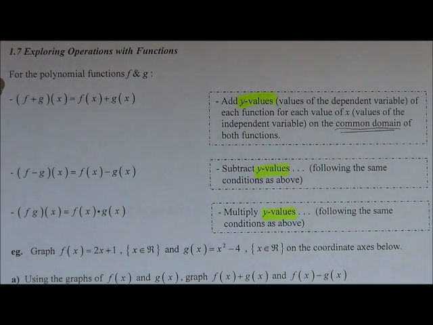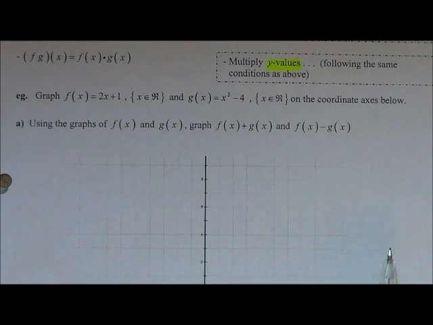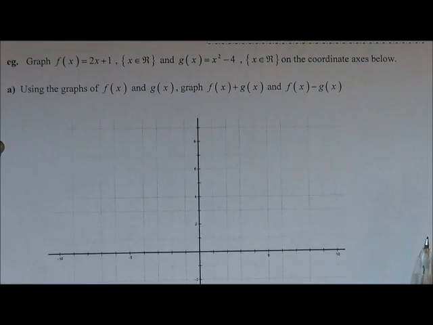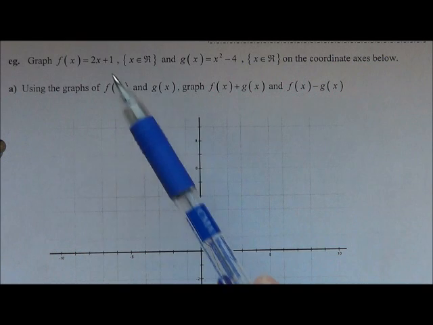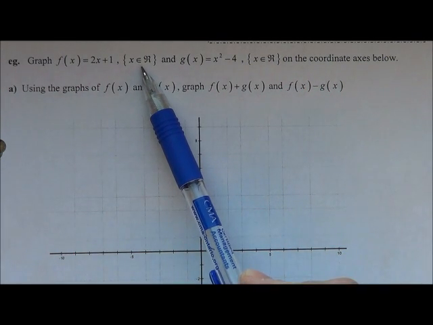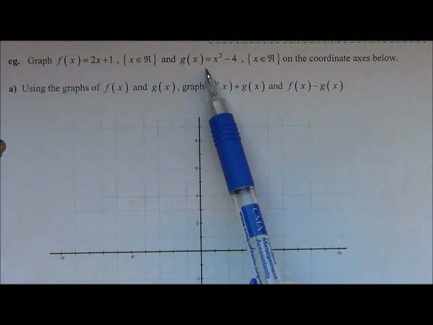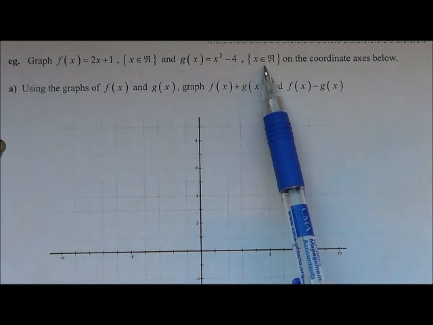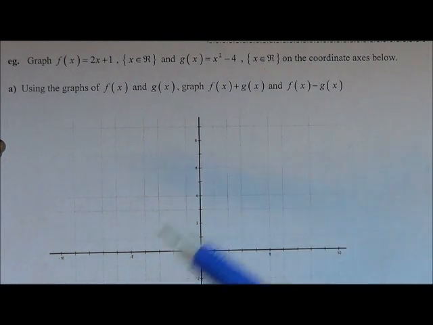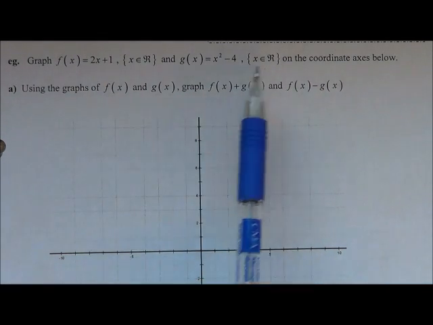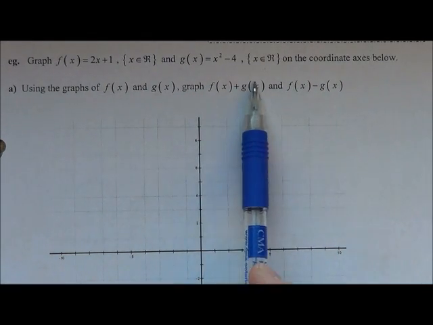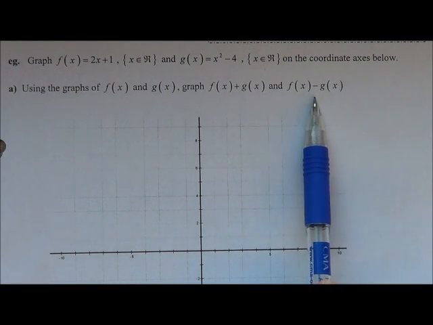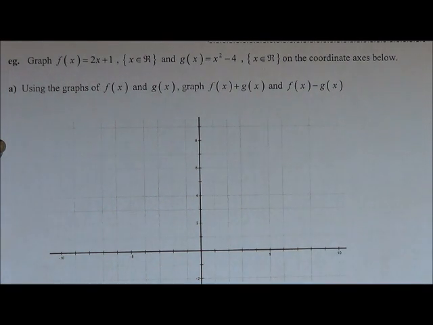Okay, so let's see how this is going to work. So look down to the grid here, and we're going to graph f(x) equals 2x plus 1, where x is an element of all real numbers, and g(x) is x squared minus 4, where x is an element of all real numbers, on this grid here. Once we graph these, we want to graph f(x) plus g(x) and f(x) minus g(x). Okay, so go ahead and graph those, please, and I'll show you what the graphs look like. So pause the video, please, and graph that.